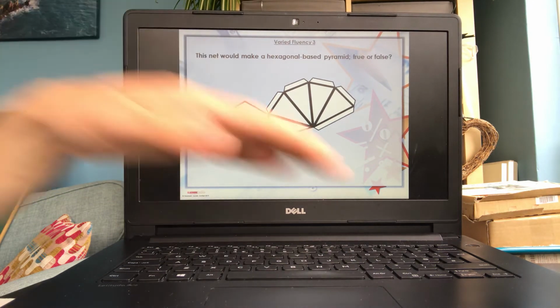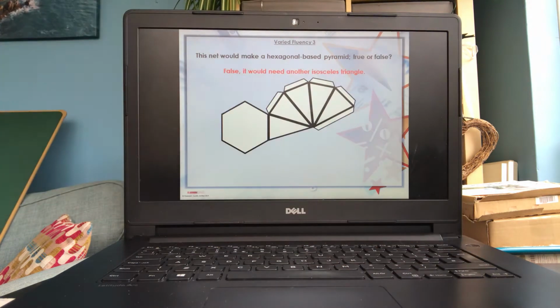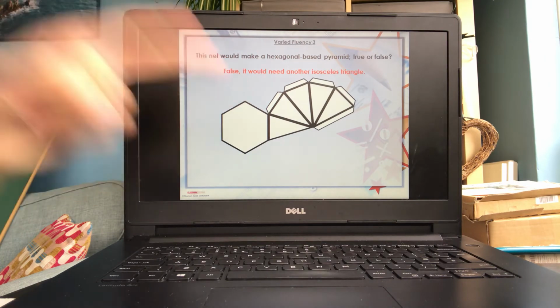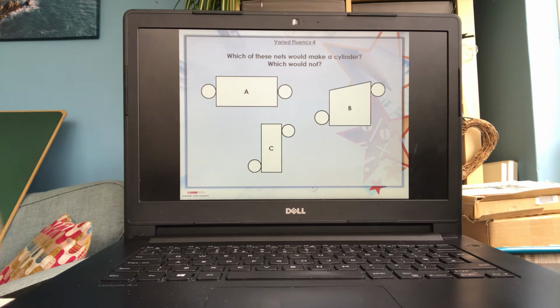So I'm going to say false. Do you agree with me? Do you agree with me, Alice? Yeah, you should do, because I think we are correct. It would need 1 more isosceles triangle. Super job.